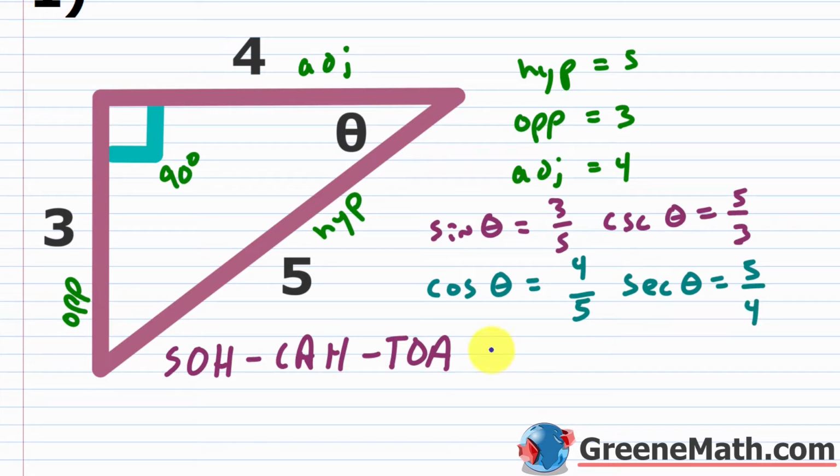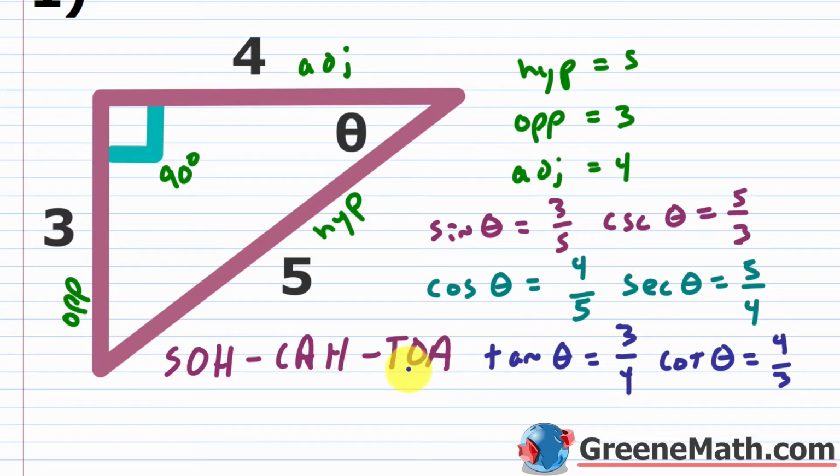All right, then lastly, we're going to find the tangent of theta, and we're going to find our cotangent of theta. Now, the T is for tangent, and this is opposite over adjacent. So the opposite is 3, and the adjacent is 4. So this is 3 over 4. Then for your cotangent of theta, you're just going to take the reciprocal. So the reciprocal of 3/4 is 4/3. With the cotangent of theta, it's just the adjacent over the opposite.